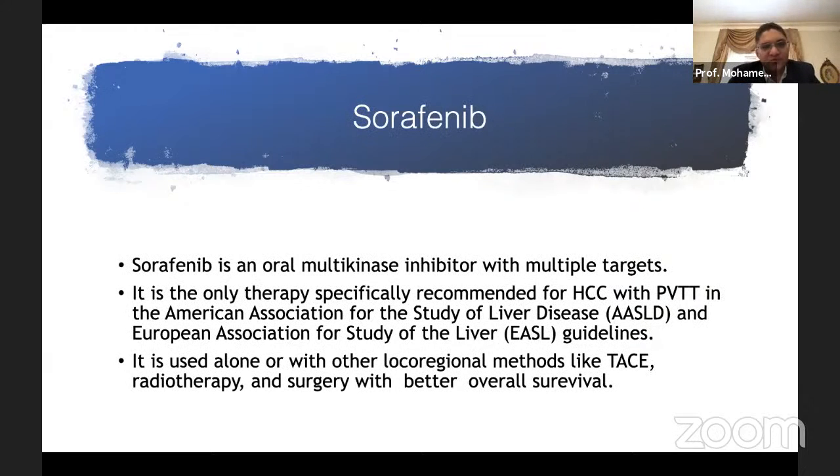Sorafenib. Sorafenib is an oral multi-kinase inhibitor with multiple targets. It is the only therapy recommended for HCC with portal vein tumor thrombus by the American Association for the Study of Liver Disease and the European Association for the Study of Liver Disease. It is used alone or with other locoregional methods like TACE, radiotherapy, and surgery, with better overall survival.